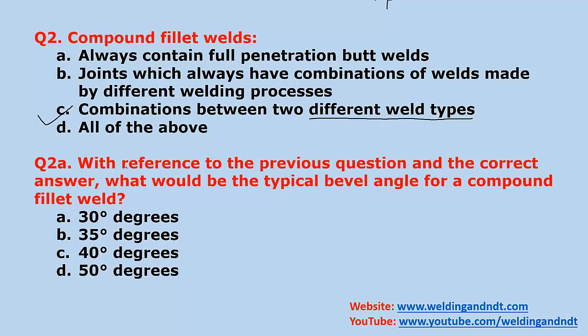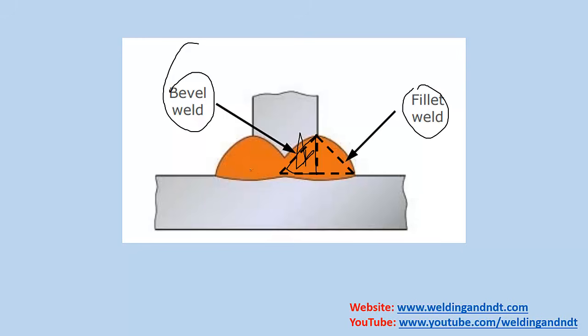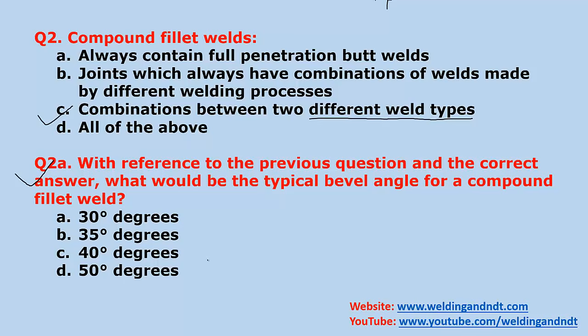Now question 2a, with reference to the previous question and the correct answer, what would be the typical bevel angle for a compound fillet weld? Friends, I was not quite sure about the answer, but in the CSWIP book they have mentioned this thing for the angle of bevel. If it is a single V preparation, see option 3, if it is a single bevel preparation, then the degree of bevel will be between 40 to 50 degrees if it's a single bevel. And here in compound fillet weld there will be single bevel only. So from my point of view, the answer will be between 40 degrees to 50 degrees. So I think the most appropriate will be 40 degrees.